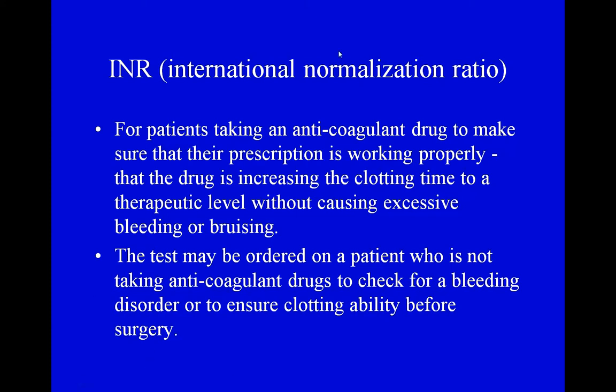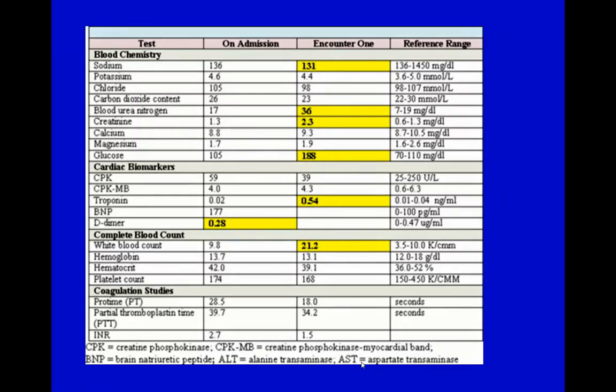Okay, next thing, we could do an INR on a patient who's not taking any anticoagulant drugs to check for something like a bleeding disorder. And if their INR is high, then we know that there's something making their blood more slippery. Maybe it's an herbal supplement they're taking. So INR may be a test they do if you come in for surgery to make sure that you are going to have the ability to stop bleeding.